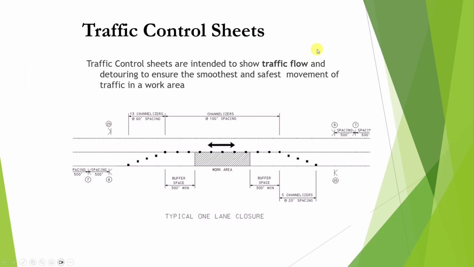Traffic control sheets are intended to show traffic flow and detouring to ensure the smoothest and safest movement of traffic in the work area. Okay, so let's look at this one here. You can see there's a work area here, and usually it's designated by this hatching that's out there. You'll see channelizers. It says I want channelizers here at 100-foot spacing. You also see over here you have 13 channelizers at 60-foot spacing. You also see some numbered signs. I don't know what those signs represent because it isn't on this sheet, but there's some information.